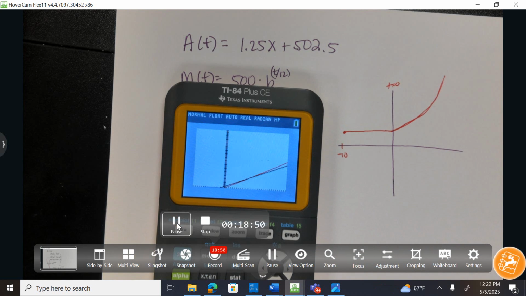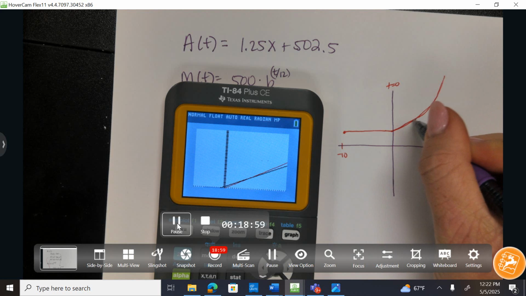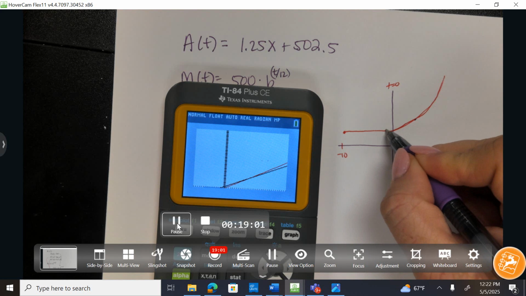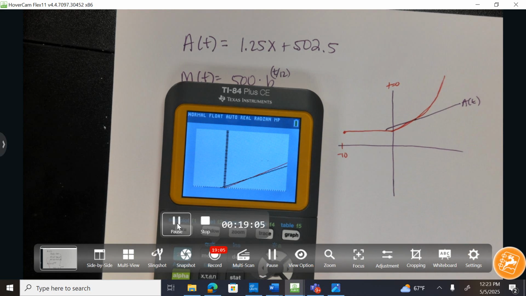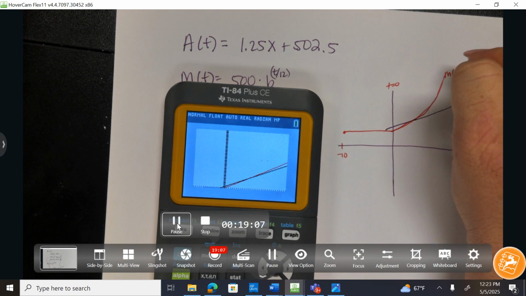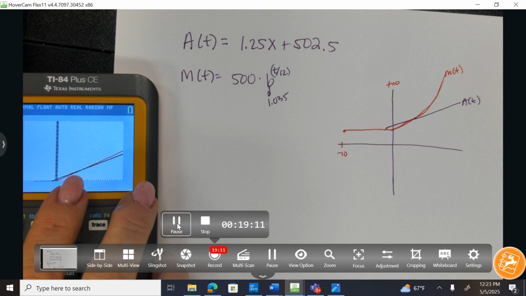So maybe we do want to come up here and we will show how I'm going to use a different color here. Let's see what stands out. So we're going to say this is where they're equal, and it's looking like this. So this is A of t, and this is M of t. Okay. And so we're asked about the error.